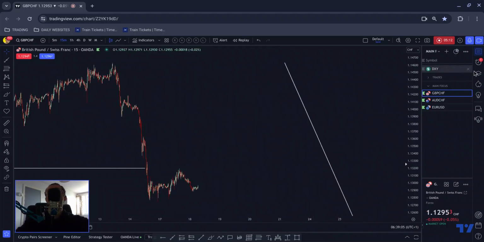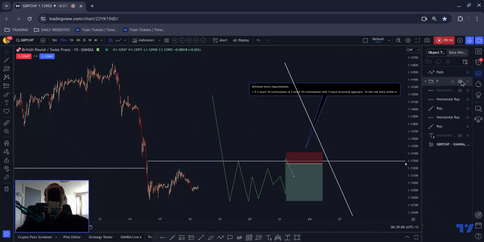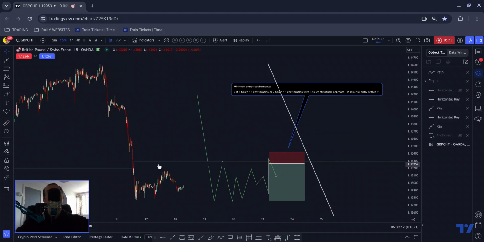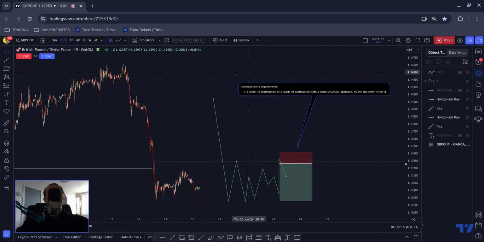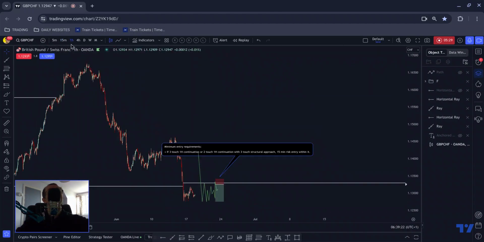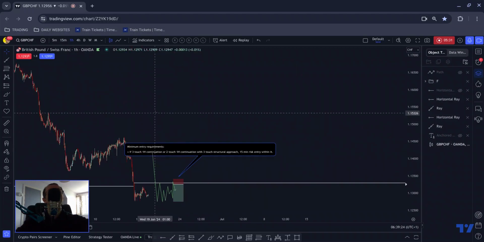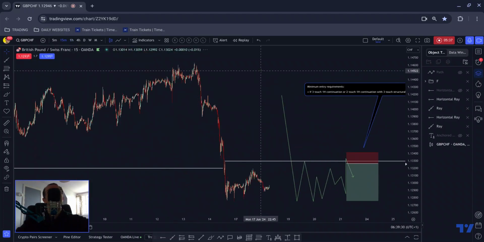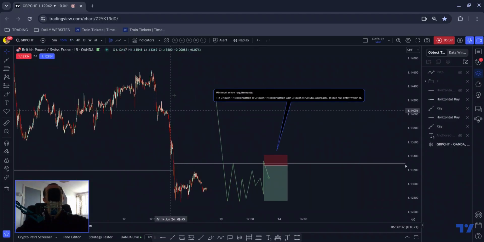Feel free to watch my previous videos, which is why I had something drawn like this on my chart. And you can see that does appear to be what's happening at this moment in time. So what I'm going to be looking for is a 1 hour structure. This structure is visible on the 1 hour, and it's forming now. So I'm looking for this structure to complete.